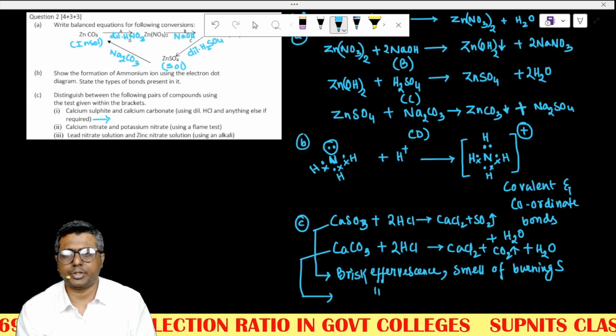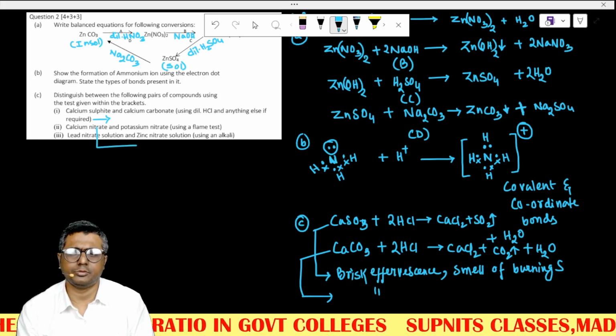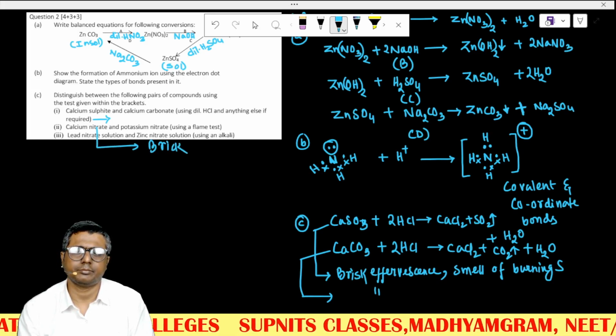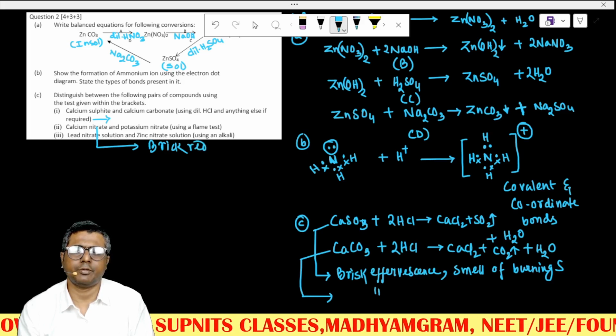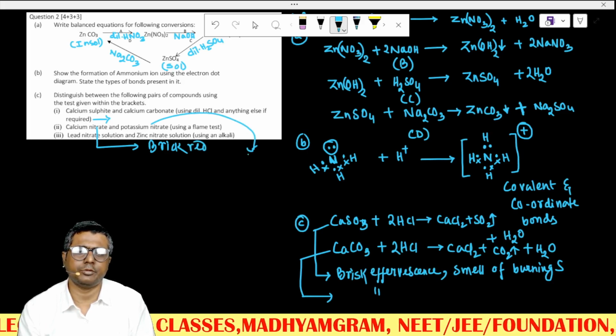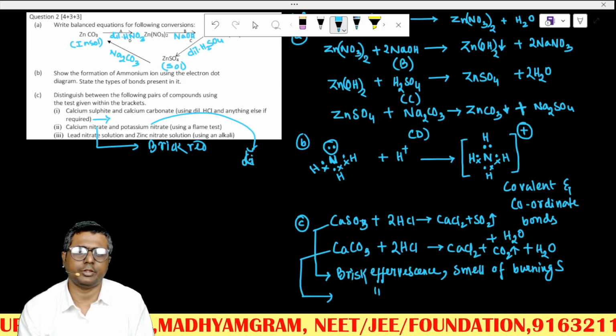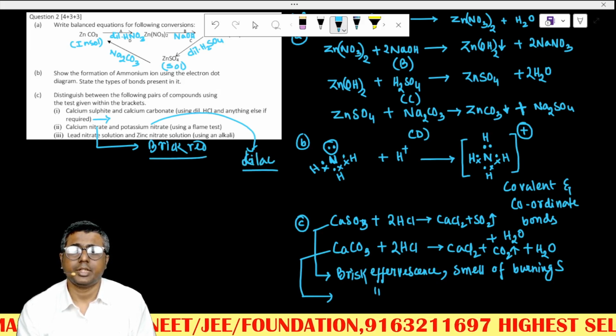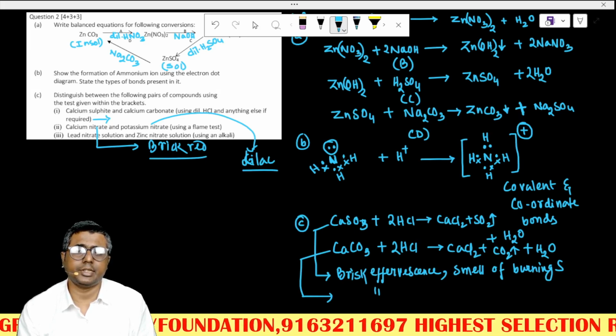Calcium nitrate and potassium nitrate, nothing much to do in it. Calcium nitrate will give brick red flame, and potassium nitrate will give you lilac flame. Golden yellow is sodium. Lead nitrate, zinc nitrate, using an alkali.